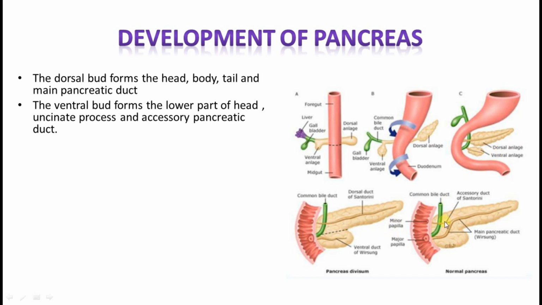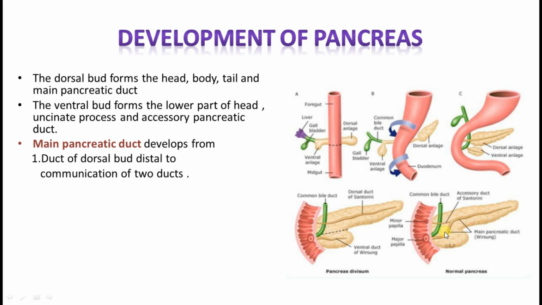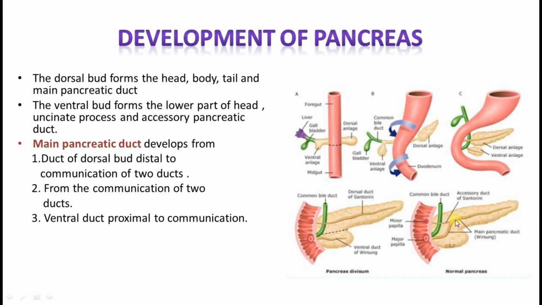With respect to the formation of the duct pattern, the main pancreatic duct develops from the distal part of the duct of the dorsal bud, the communication between the dorsal and ventral buds, and the duct of the ventral bud. So this forms the main pancreatic duct.